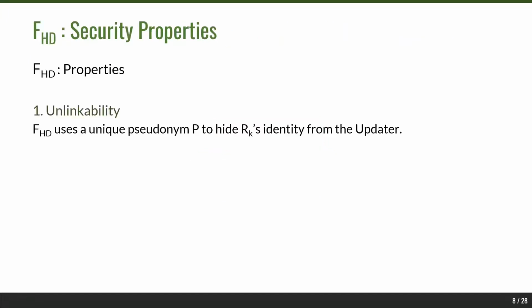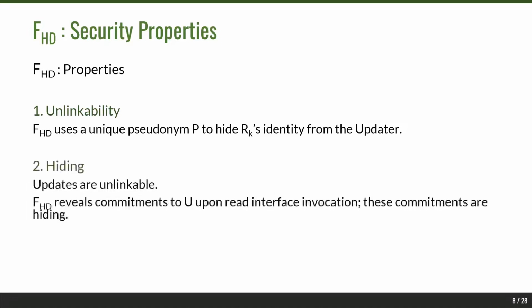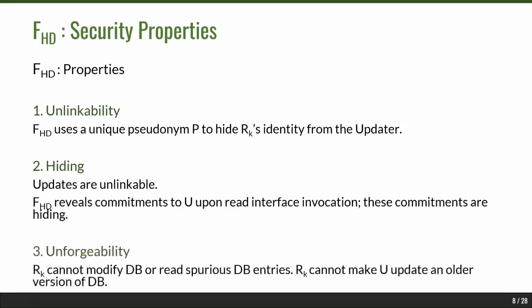There are three security properties we wish to guarantee with this ideal functionality. The first is that of unlinkability. The functionality uses a unique pseudonym to hide the reader's identity from an updater. And then we also guarantee hiding in the sense that the functionality reveals only commitments to the updater upon a read interface invocation. And these are hiding commitments, so the updater does not get to learn the contents of the reader's database. And finally, we also guarantee unforgeability so that the reader cannot modify the database itself and it cannot read false database entries. The reader can also not make the updater update an older version of the database.